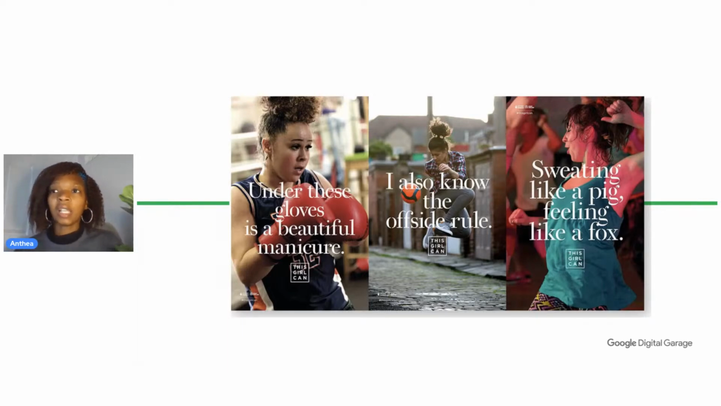So think about it. Under these gloves, a beautiful manicure. It's like giving permission for women to be feminine, but also do things that are interesting to them, which could include boxing. I also know the offside rule. It's kind of challenging the norms of what women are supposed to or not supposed to know. And again, putting that on the forefront. Sweating like a pig, feeling like a fox. Again, it's this whole thing that we can't let our hair down and be sweaty and work out and all of those things and still feel feminine. So this is a really, really good campaign that looked at a very specific audience and inspired them to say, whatever it is that you want to do, you can. And that's pretty much the basis of it.